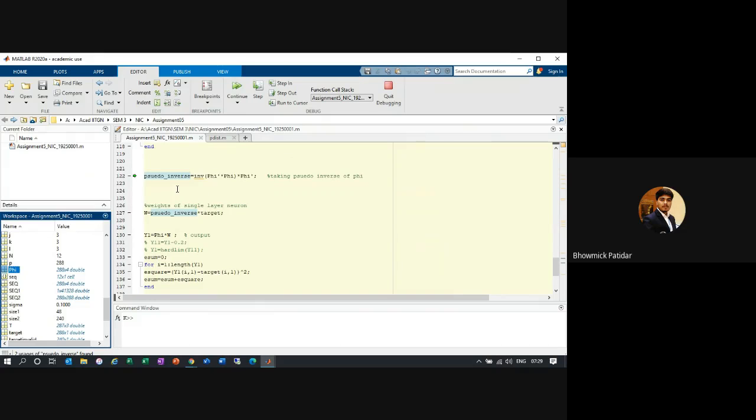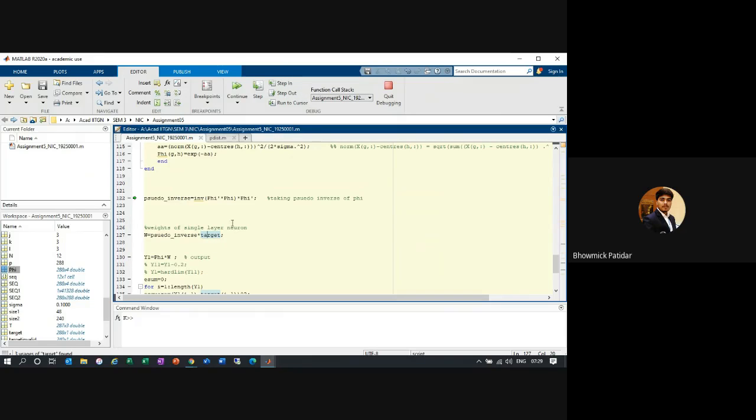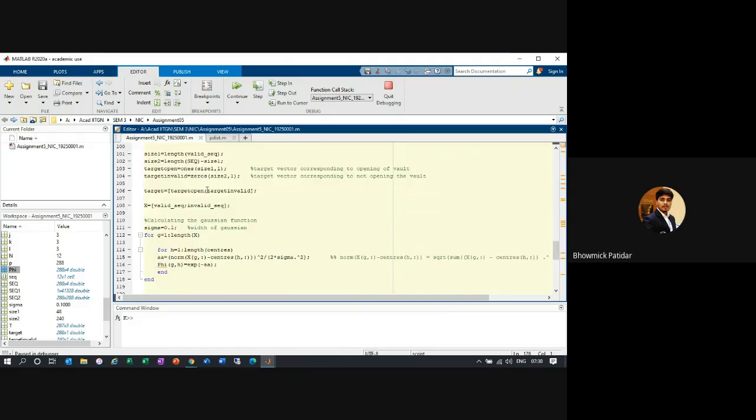If that is achieved, then we only require a single layer neuron, which will have only four weights to be updated. So W is equal to phi inverse times Y. Here phi is not a square matrix, so we'll take a pseudo inverse of it to find W. So W is phi inverse times target. This target is the one that we mentioned over here.